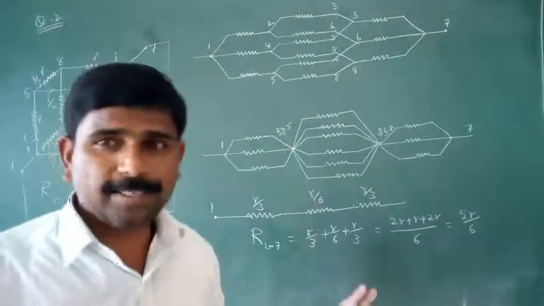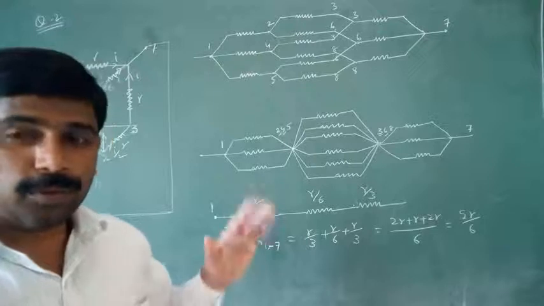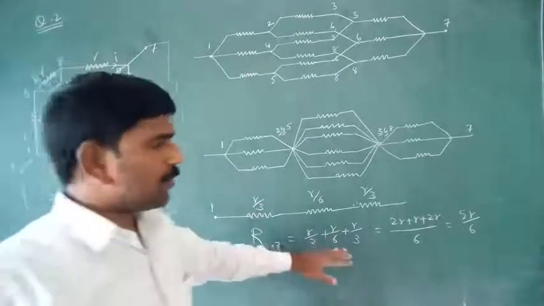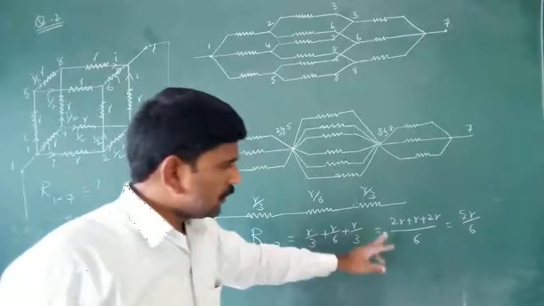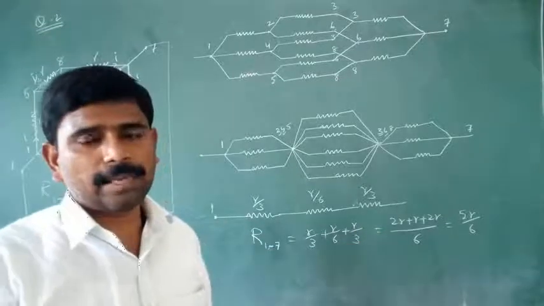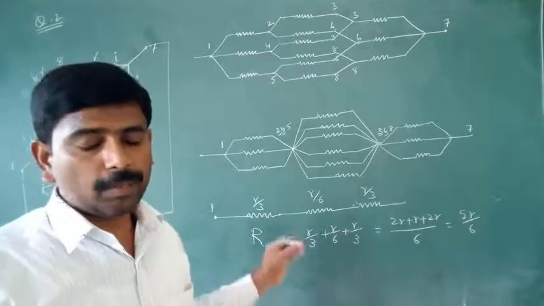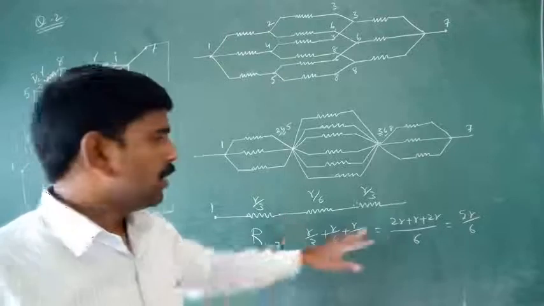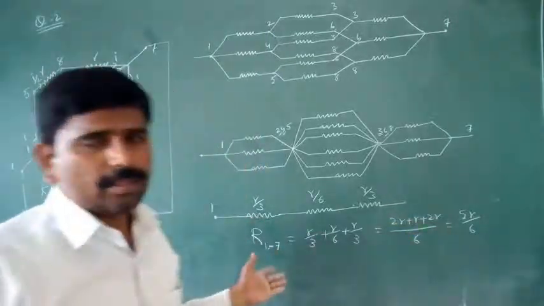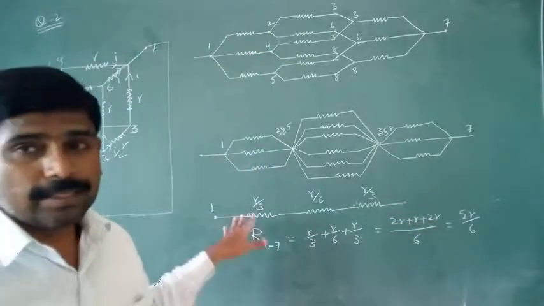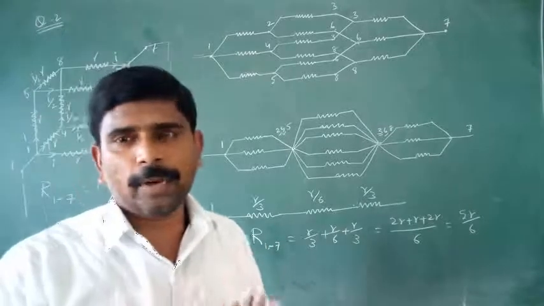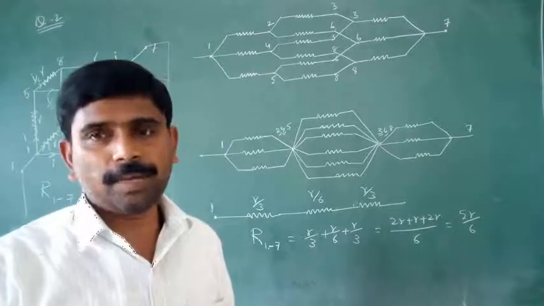In the previous method, by using the Kirchhoff laws also, we found the effective resistance. In that situation also we got the same answer, 5R by 6. Here also it is the same, 5R by 6. This is what we are calling the equipotential method.